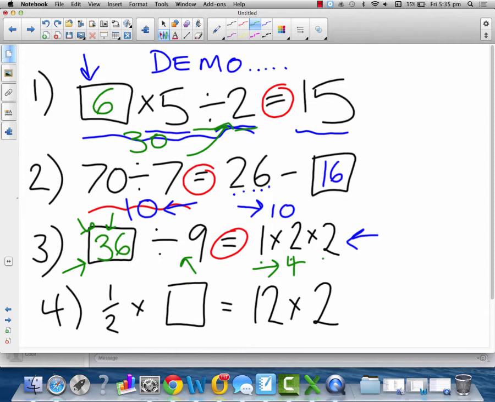Okay. Let's have a look at the second one. Remember, what is on either side of the equal sign has got to be the same. So, first bit's easy, isn't it? 12 times 2 equals 24. So that means whatever's over here has got to equal 24. So a half times something equals 24. So what's 24 a half of? 24 is a half of 48. I wonder if you got that.